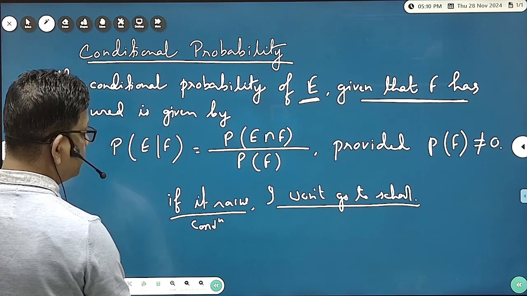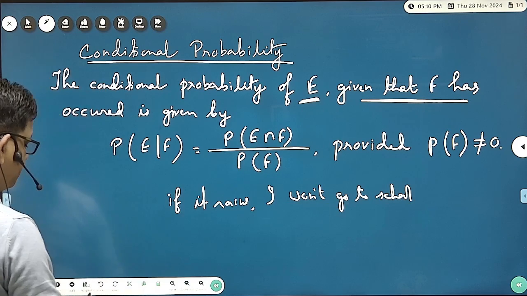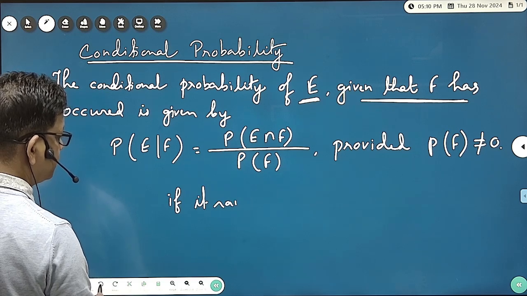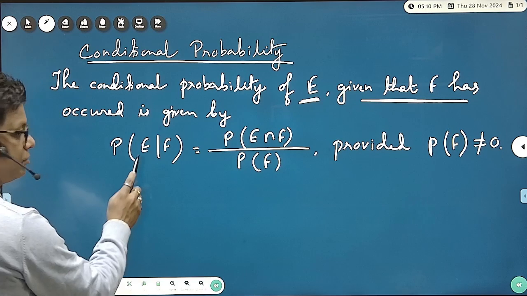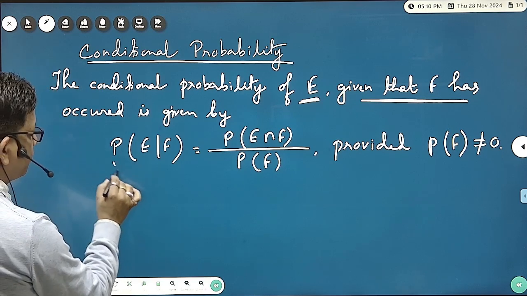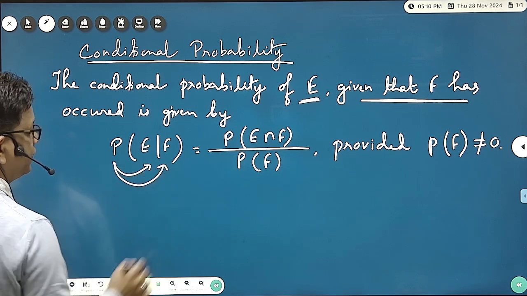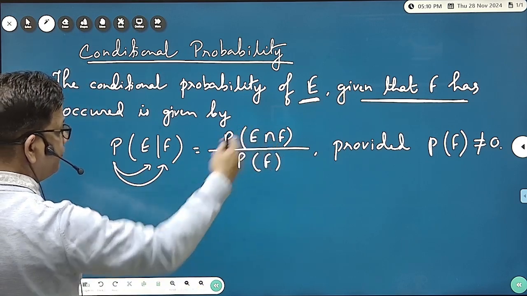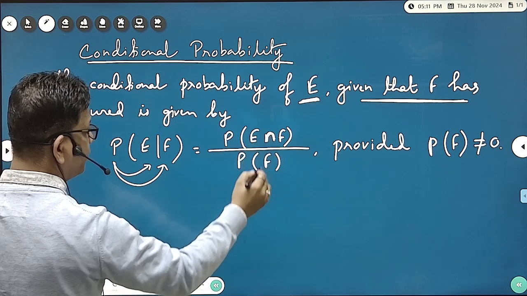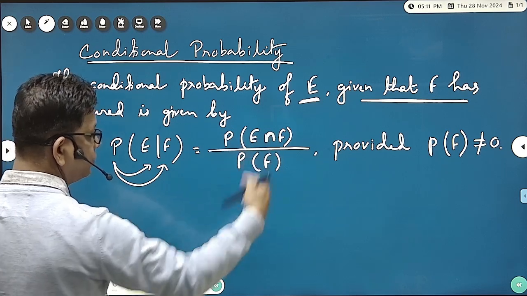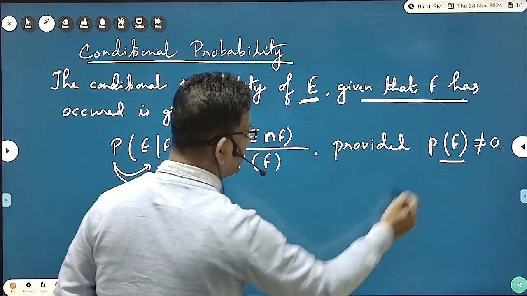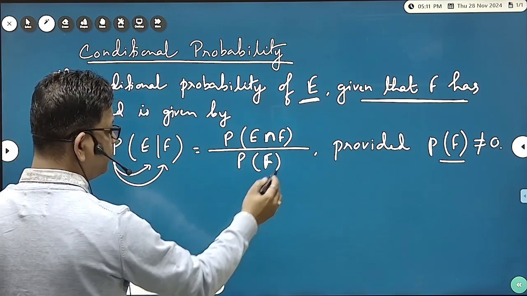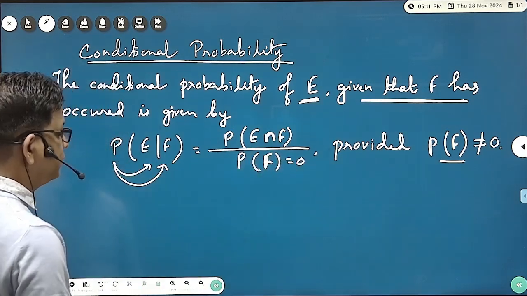To see how it could be done, E and F will be individual events. What you're going to do is find the probability of E conditional on F. How do we read it? Probability of E conditional on F is probability of E intersection F, which we discussed in the last class, divided by probability of F. And here P of F should not be 0, because if it is 0, it becomes not defined. Yes or no?